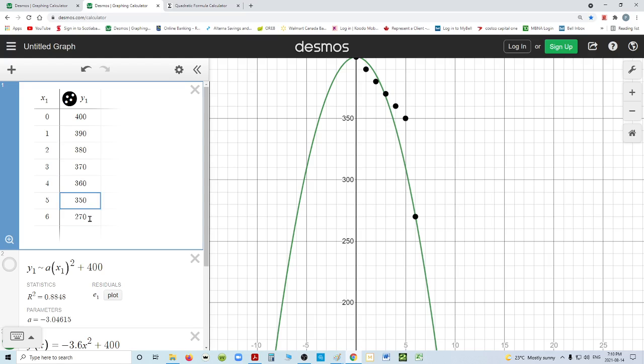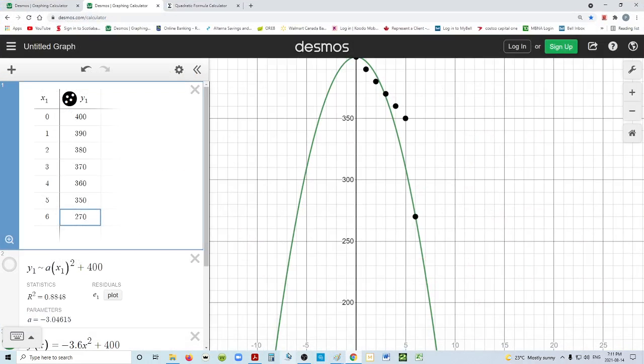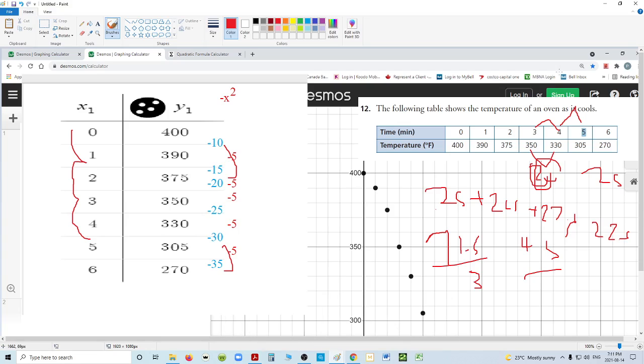Oh, and I think I put this one in wrong. That didn't help me, did it? No, oh, wow. What's going on here? 305. Oh, did I get it right?